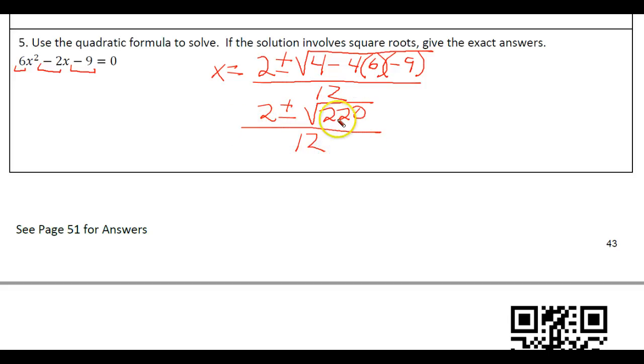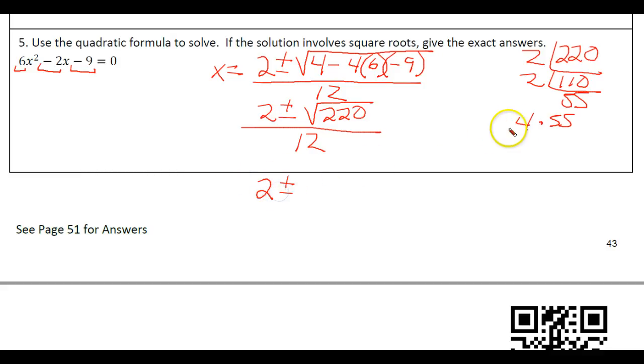Now, can I take out a perfect square out of there? Well, I go 220 divided by 2, and I get 110. Divide that by 2, and I get 55. So I get 4 times 55. So the square root of 4 is 2. So I get 2 plus or minus, the square root of 4 is 2, the square root of 55.